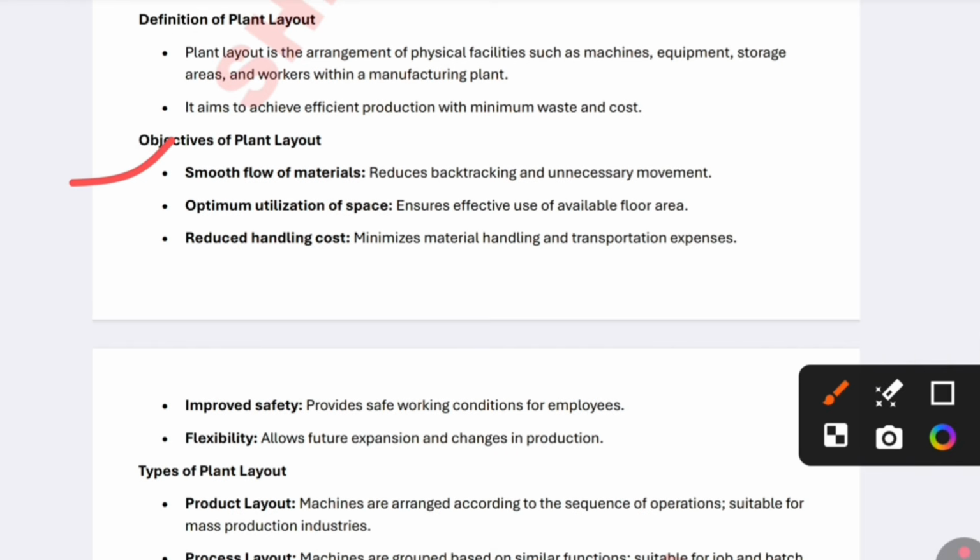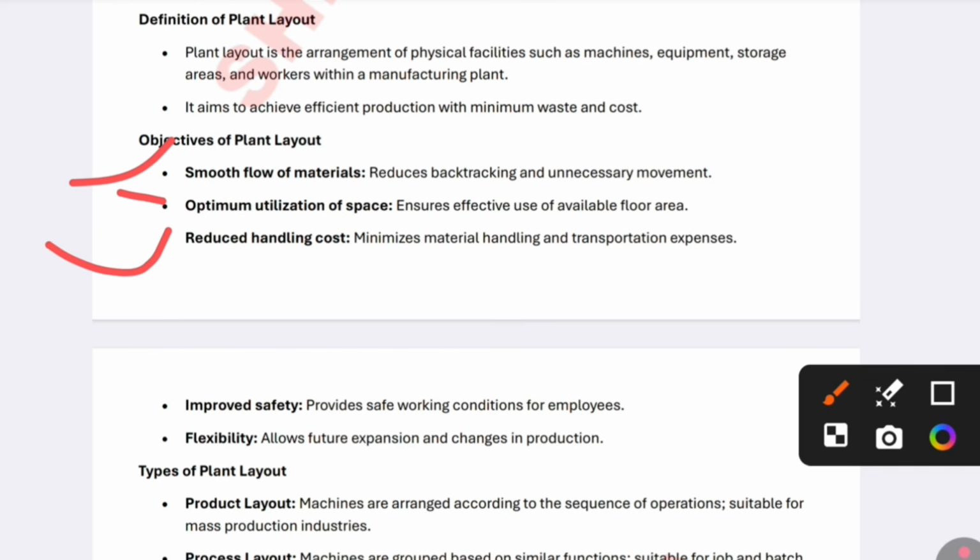Means first one, smooth flow of materials. Okay, unnecessary movement, unnecessary things, it will be able to reduce that. Next one, optimum utilization of space and resources. Whatever the space you are having in the organization, whether you are using it in a proper way or not, for that case also this will be useful.